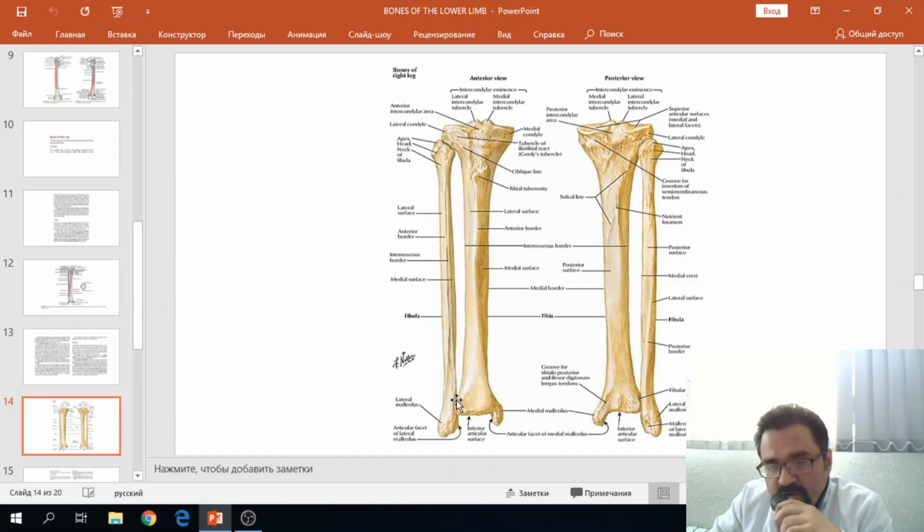It articulates here. There is a fibular notch present on the tibia for the articulation with the fibula to form the inferior tibiofibular joint. Then there is lateral malleolus, and then there is a malleolar fossa. This is the inferior articular surface of the tibia. We have medial malleolus on the tibia and the lateral malleolus on the fibula.